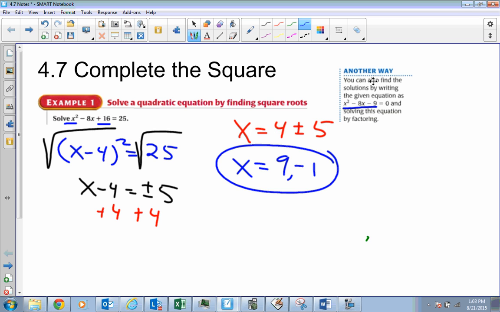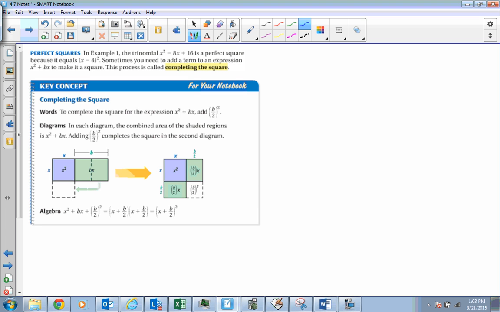This is a perfect square. Most of the time we're not going to solve that way, but we're just talking about writing it as a binomial square. We talked about completing the square. To complete the square, you take whatever your b term is, divide by 2 and square it. We talked about that the other day with the tiles. So that's what we're going to use.